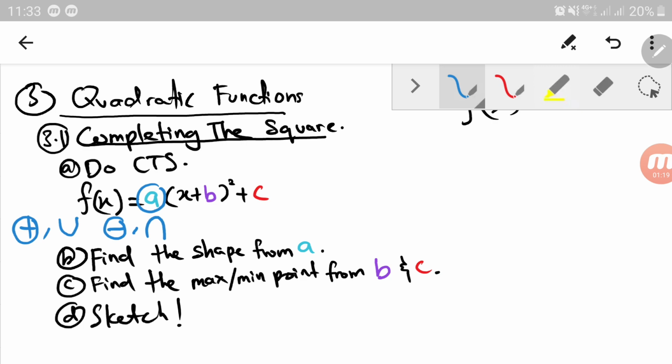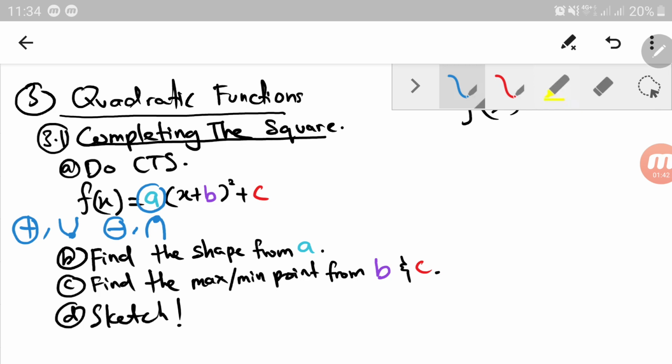Next, what to do? We find the maximum or minimum point from b and c, because from the shape we already know what kind of point we are expecting. For example, if a is positive, then the point we expect is a minimum point, and if a is negative, then the point we are expecting is a maximum point.